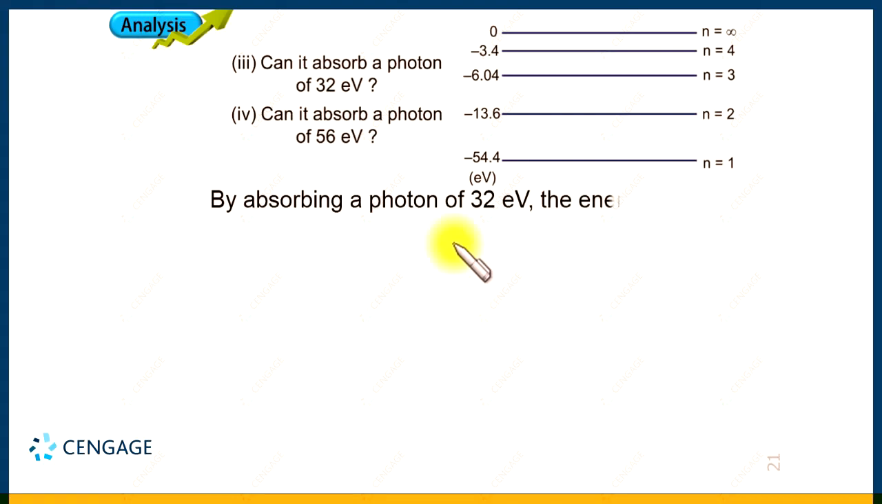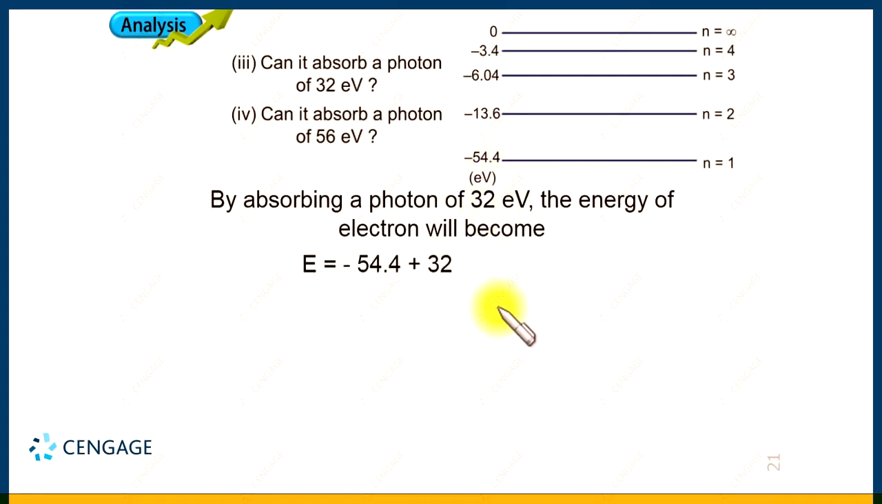So let us give this energy to the atom at the ground state. So this is equal to minus 54.4 plus 32. This is equal to minus 22.4 electron volt. If the electron absorbs this much energy, the final energy will become minus 22.4 electron volt. But we can observe the next energy state is minus 13.6. That means if it absorbs energy, the energy state should be minus 22.4, but there is no such energy level.